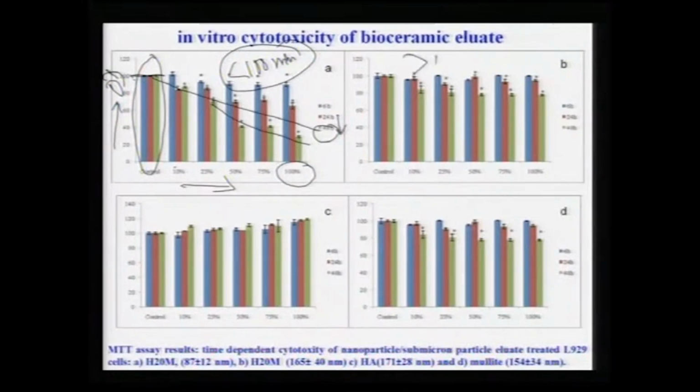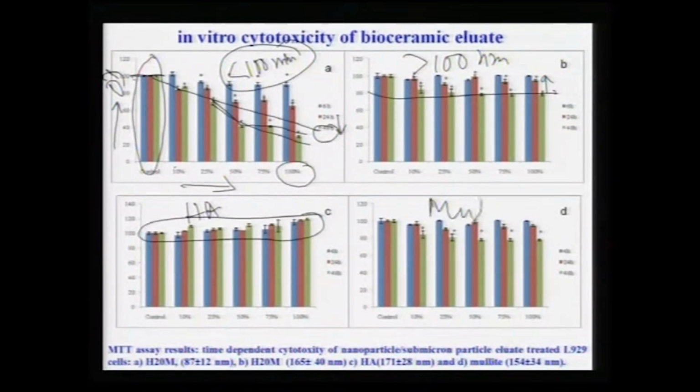However, when the particle size is greater than 100 nanometer, you do not see as drastic an optical density reduction as you have seen in the case of 100 nanometer, because here the OD values are more than 80 and above 80. So, you cannot call it an indication of cytotoxicity. This is the case for the pure hydroxyapatite; as expected, you do not see any cytotoxicity.